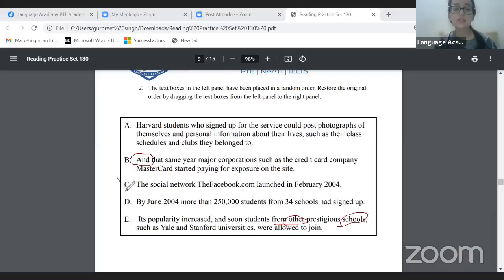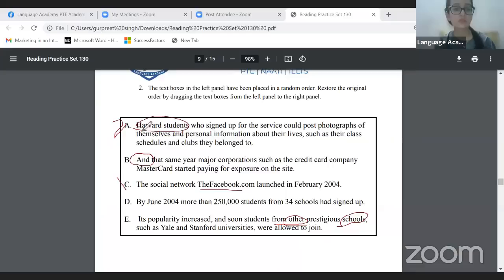The first sentence is the topic, Facebook.com, which was launched in February 2004. And then some of you have said, and that same year, major corporations. You just said that Facebook was launched in 2004. Nothing else has happened. The second sentence was A, where they say Harvard students who signed up for the service could post photographs of themselves and personal information, such as their class schedules and clubs they belong to. So Harvard students could do this only.